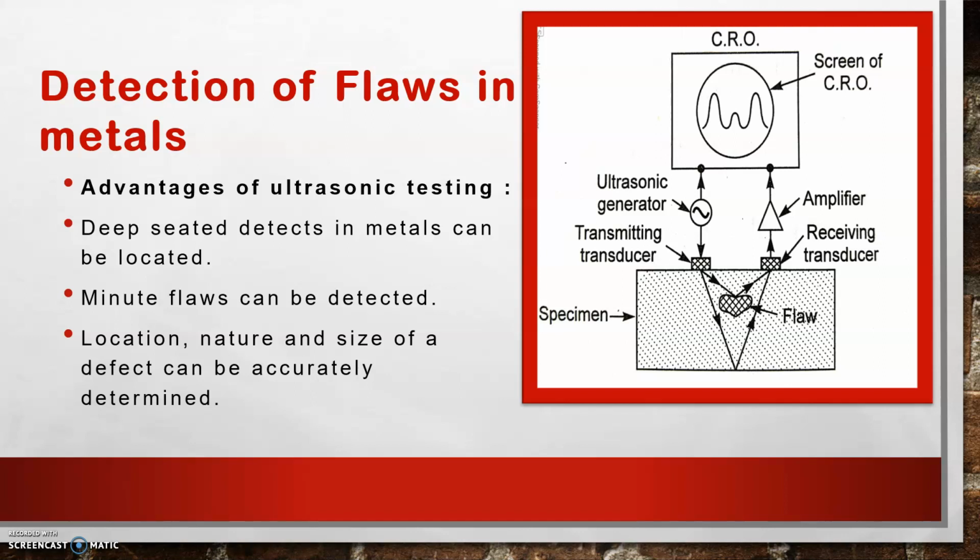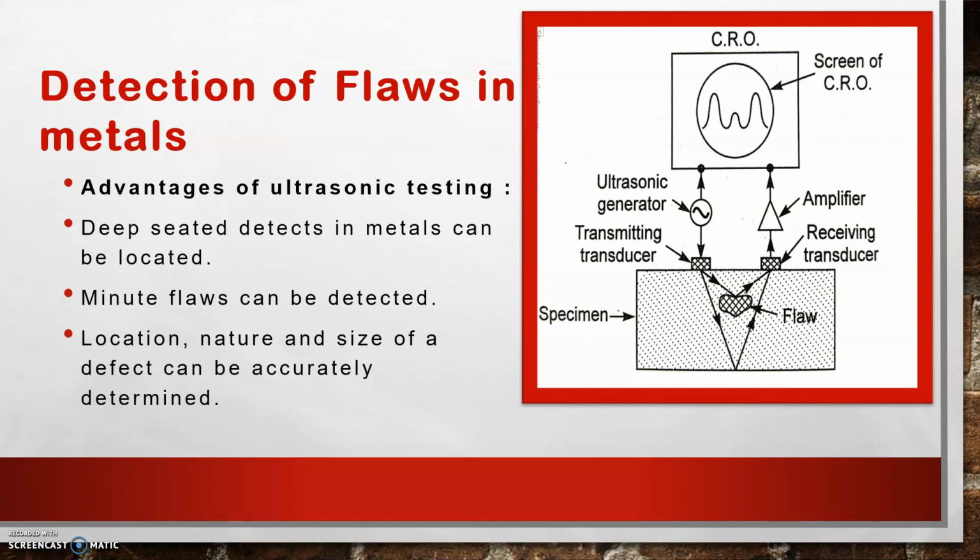So here, the detection of the flaws of the metals, advantages of ultrasonic testing. Deep-seated defects in the metals can be easily located, and minute flaws can also be detected. Location, nature, and size of the defect can also be determined accurately.